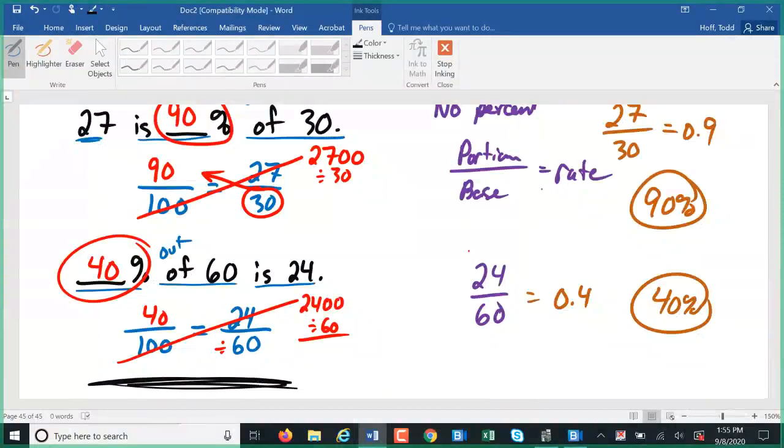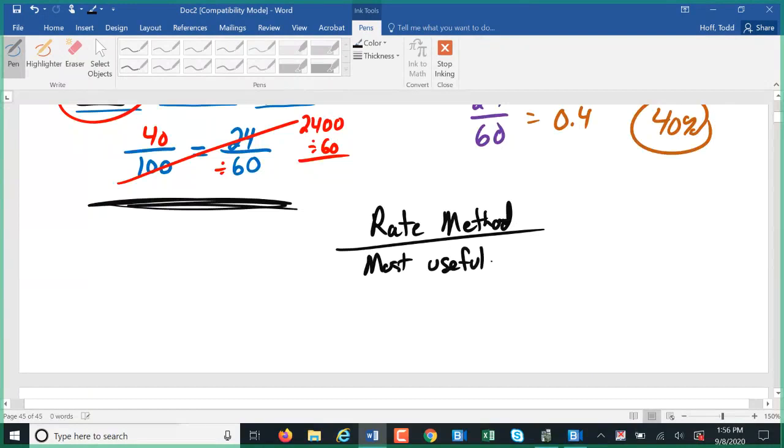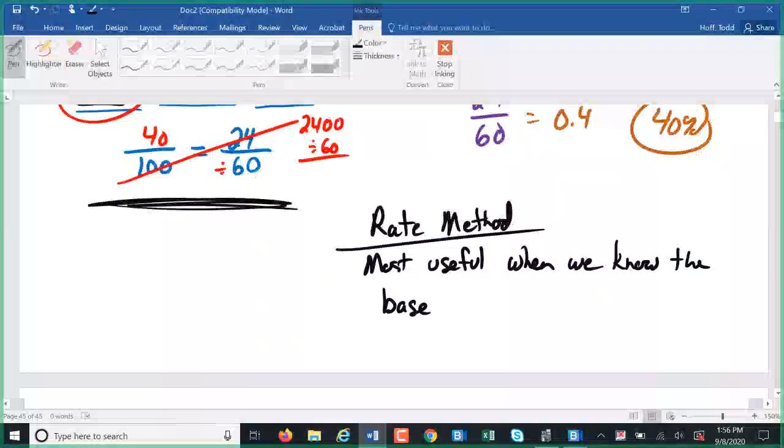Whereas with the ratio or the proportion method, all you have to do is get the numbers in the proportion and match them up with the piece of the percent that they match up with. Now, with that said, there is a use for the rate method. That rate method is most useful when we know the base. If you know the base and the percent, you can find the proportion very quickly with that rate method.